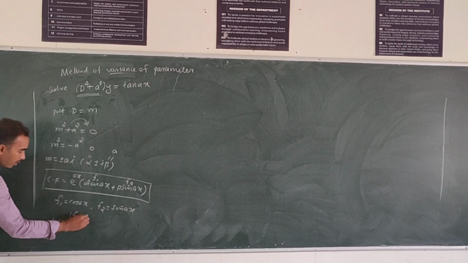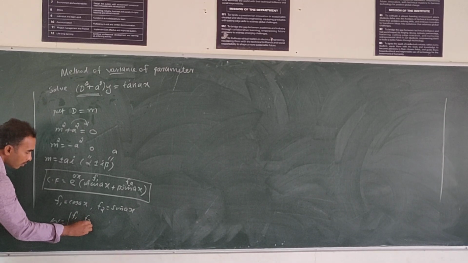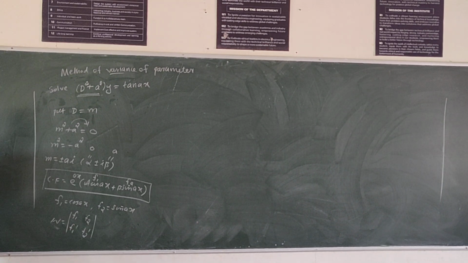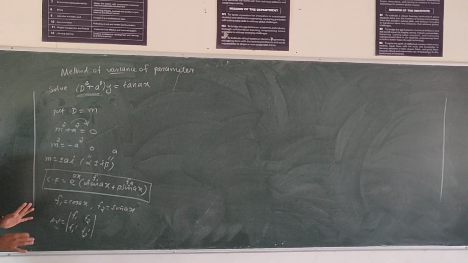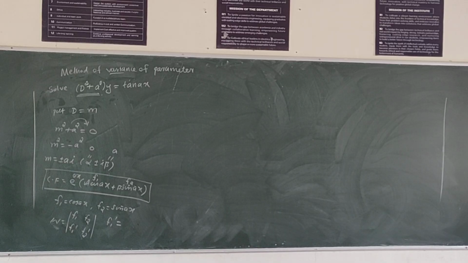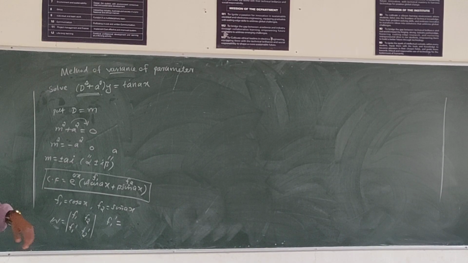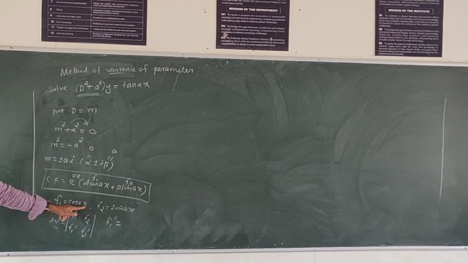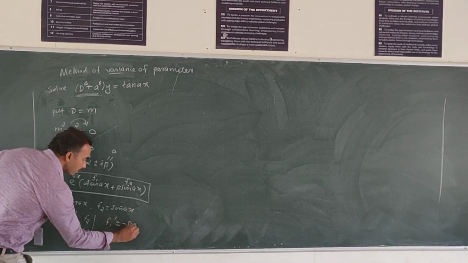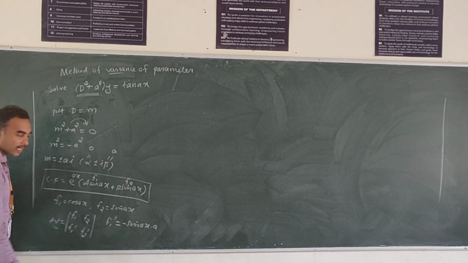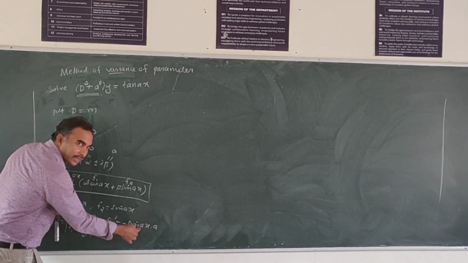The formula is the determinant of f1, f2, f1 dash, f2 dash. We know f1, f2. We don't know f1 dash, f2 dash, so we have to calculate them. F1 dash means one time differentiation with respect to x. The differentiation of cos ax is minus sin ax into a. Here a is there; suppose 2 is given, then 2.